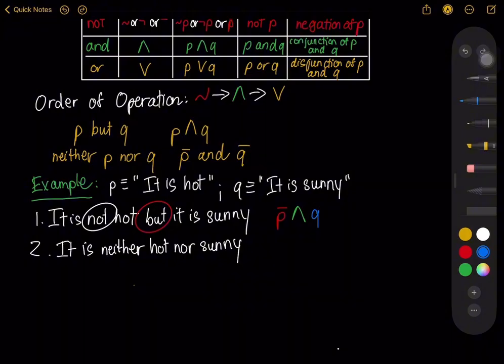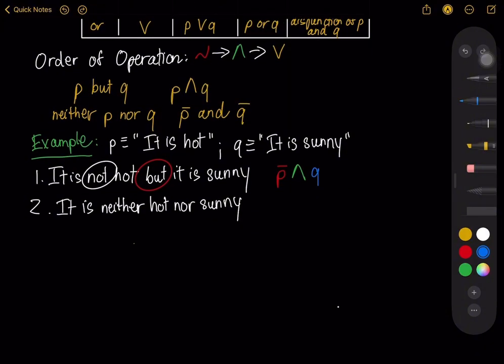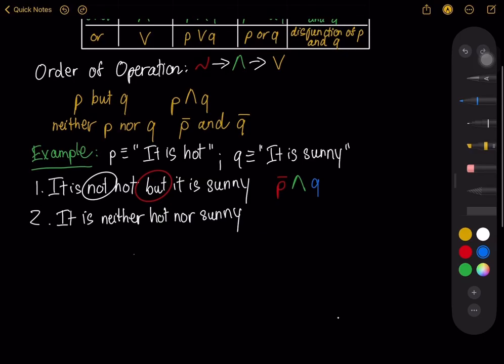How about the second one? It is neither hot nor sunny. We know that neither P nor Q is just not P and not Q, right? So it is not hot is not P, and then and not Q, so it is not sunny, not Q. All right, that's it. Let's do one more example and then move on.